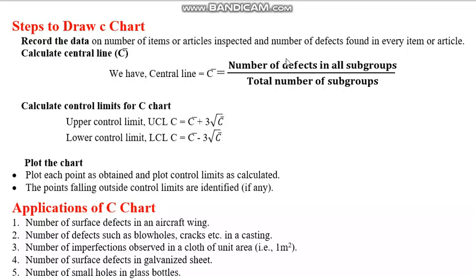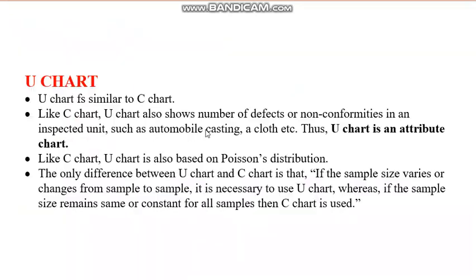See, here we are using defects. Defects means in one piece there can be a number of defects. You remember, many defects can be there in one object or in one work piece. So C chart and U chart are used for defects, and P chart and NP chart are used for defectives.